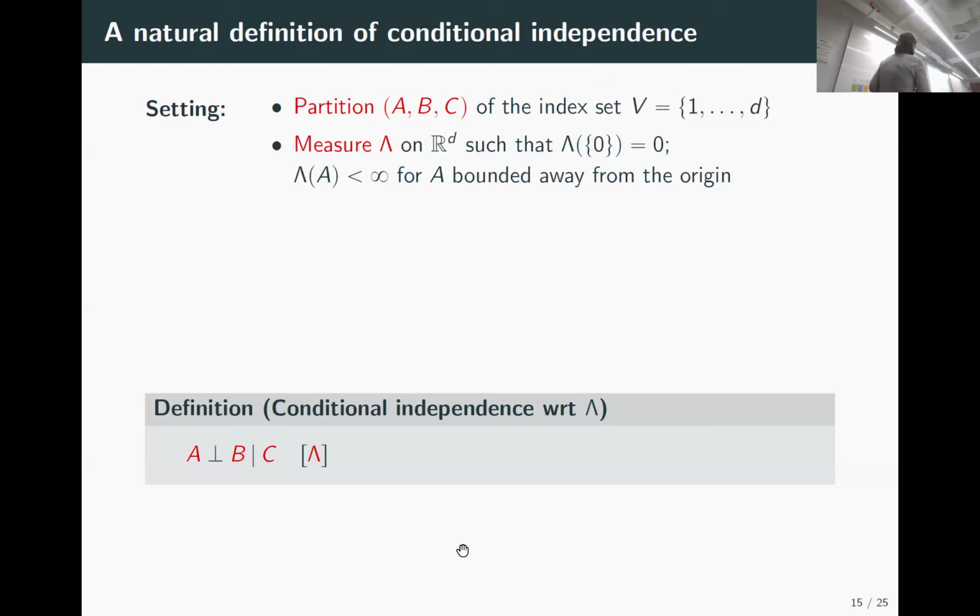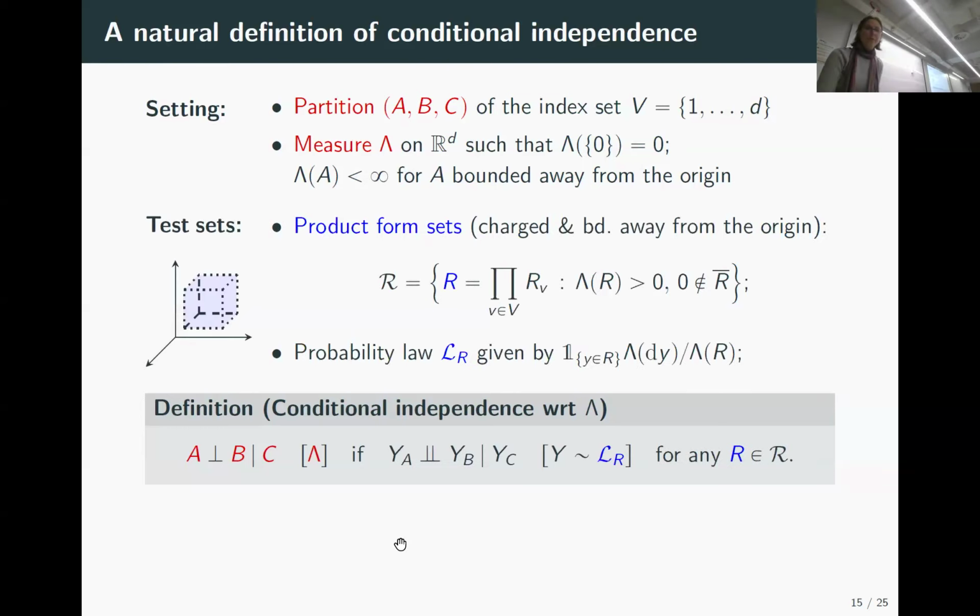Once we get away from the origin, we're going to be finite. So let's look at all product type sets that have mass. If they satisfy conditional independence, and if that happens for all such situations, then we say that the measure itself satisfies conditional independence. So we look at all product form sets that are charged and which have finite mass because they are away from the origin.